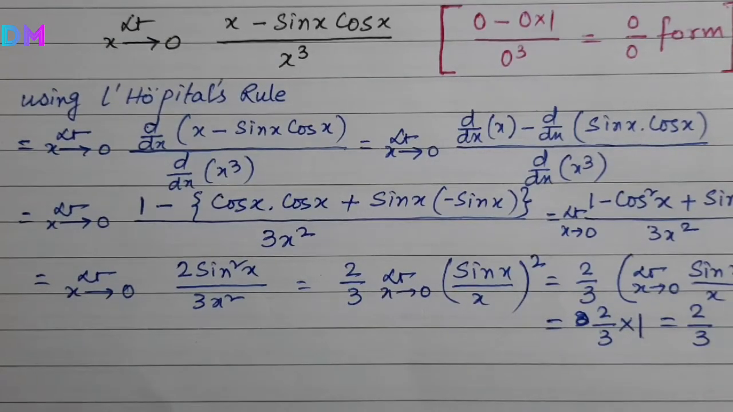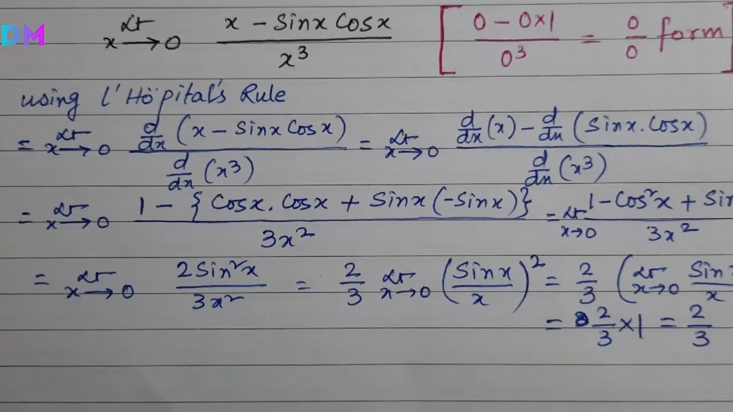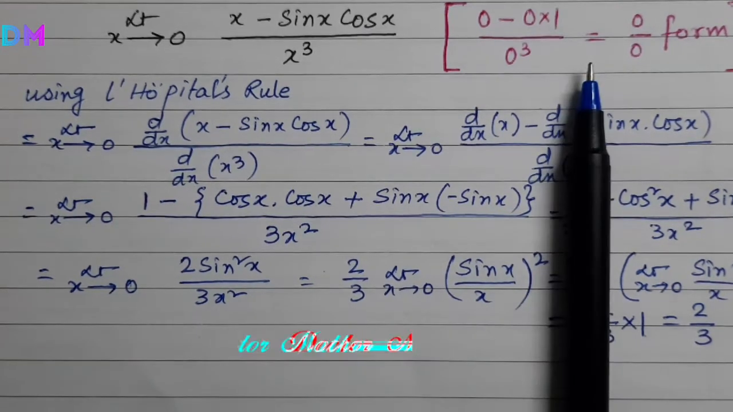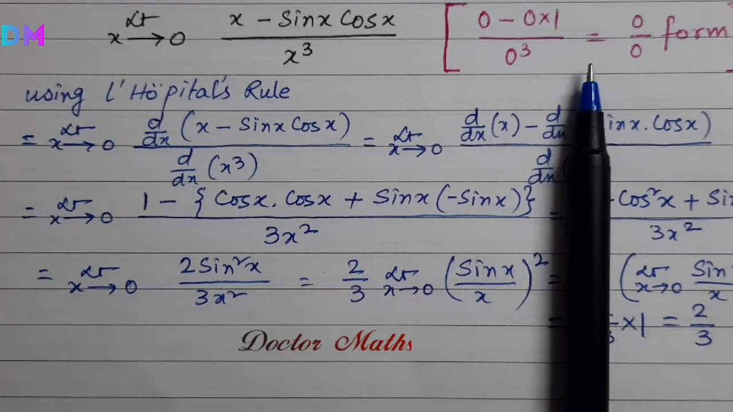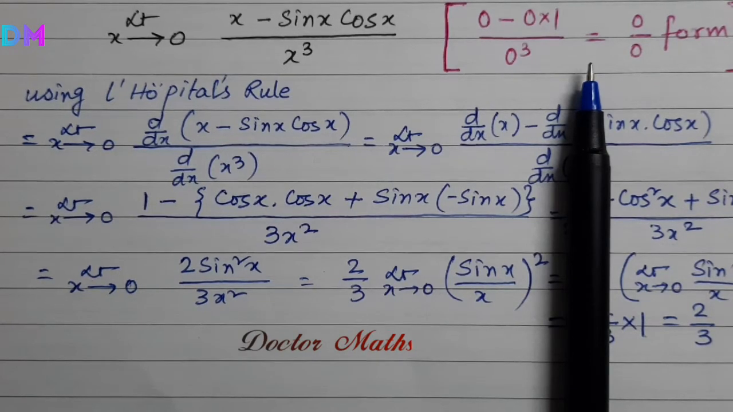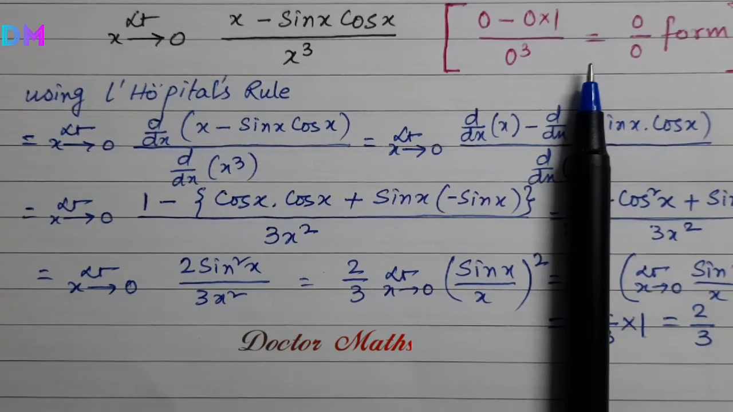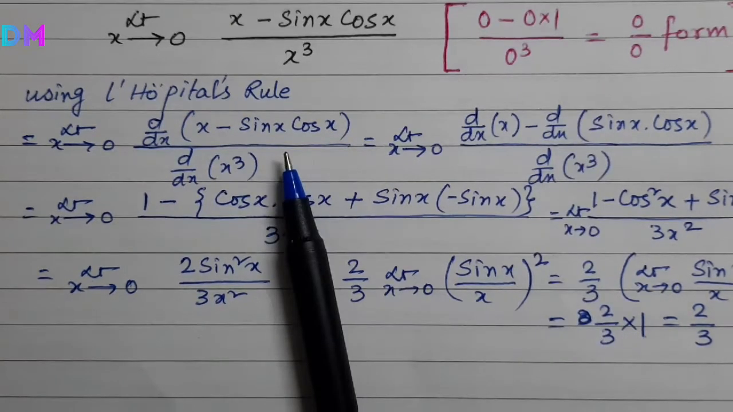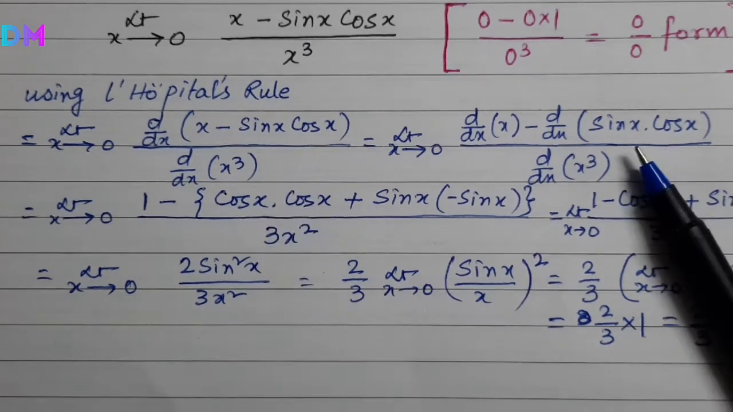Our first question is to find the limit of (x − sin x cos x) by x cube when x tends to 0. Here we can see that if we put x equals 0, it comes in 0 by 0 form. So we are going to use L'Hopital's rule. For that we need to differentiate both numerator and denominator.